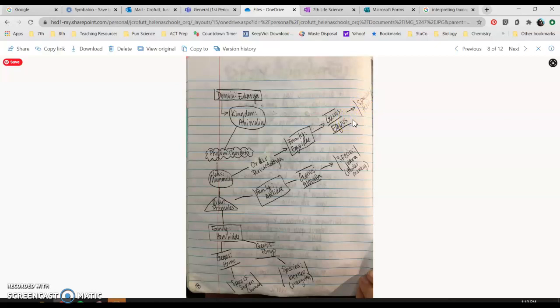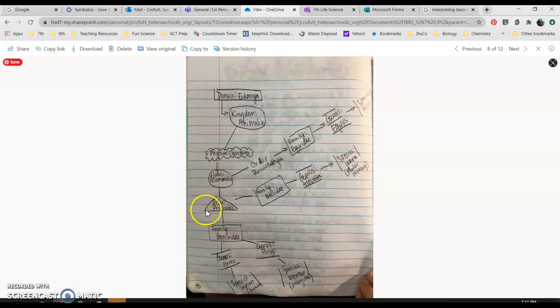You can also ask about relationships. So we can say, which is more closely related? A human and orangutan, or an orangutan and a howler monkey? Okay, I'll give you guys a second to think about that answer. Which is more closely related, the human and the orangutan, or the orangutan and the howler monkey? Okay, your answer is the human and the orangutan because they share the same family, whereas the orangutan and the howler monkey only share the same order.